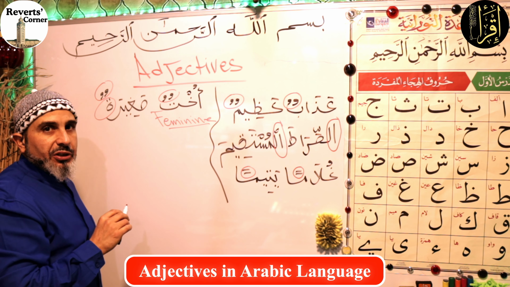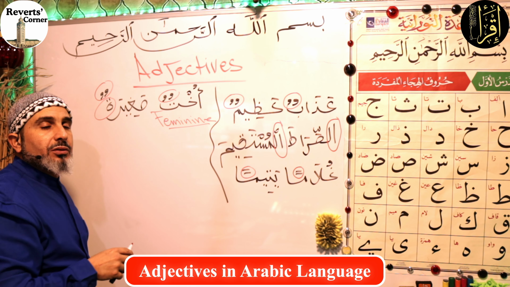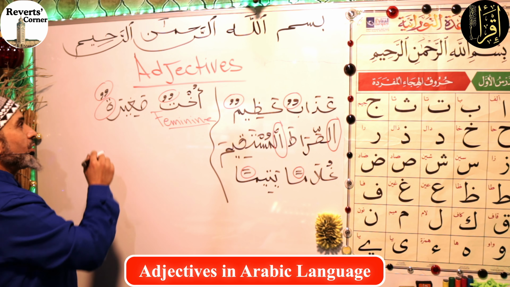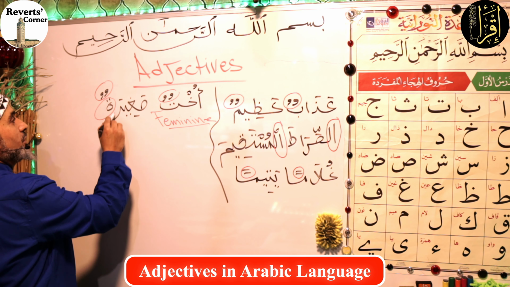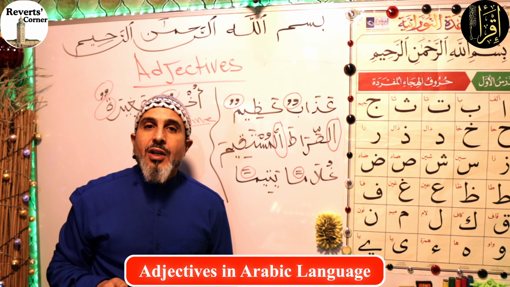أخت is feminine. صغيرة also, the na'at, the adjective, is feminine. How do we know that? Because of the ta'. The ta' indicates a feminine.